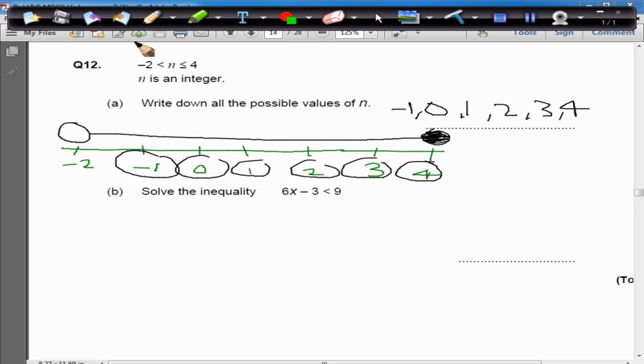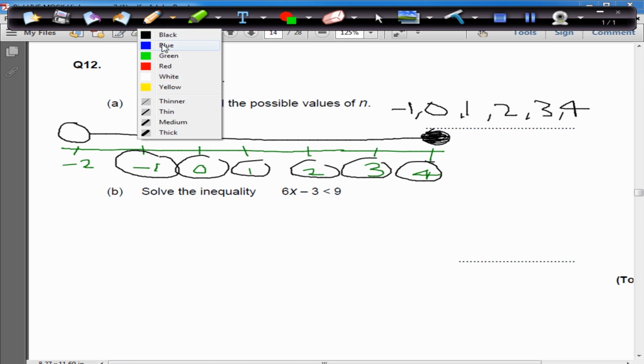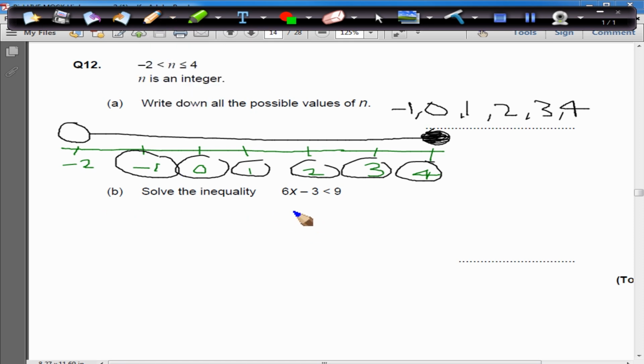Lovely. The next question says solve the inequality. Let's quickly swap to a blue color now. Now when you solve inequalities, we treat the inequality sign just like an equal sign, unless you multiply or divide by a negative, then you reverse it.